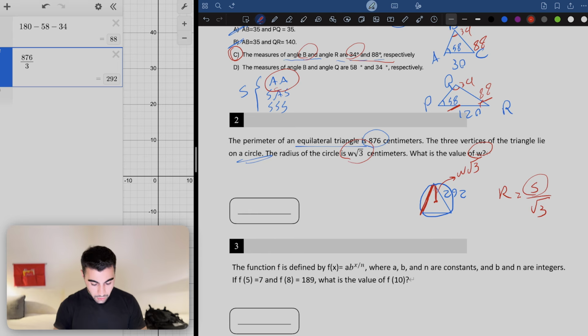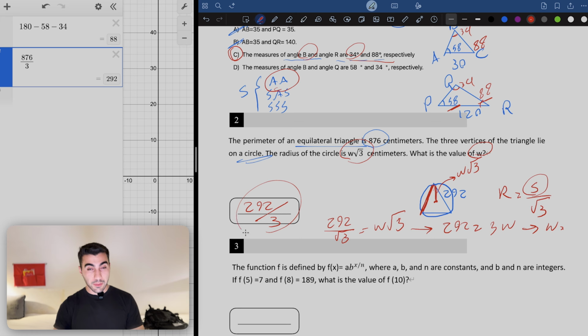That's what we know. So 292 divided by root 3 should be equal to W root 3. If you multiply both sides by root 3, the root 3's would cancel out, and that's going to give us 292 equals 3W. So that means W is equal to 292 divided by 3. That's going to be the answer for this question.